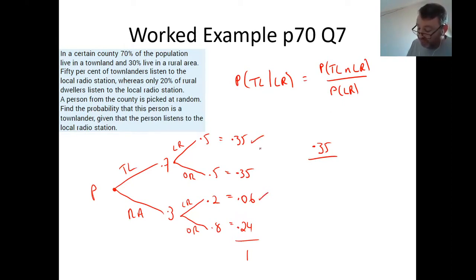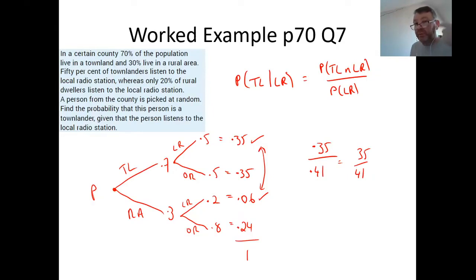And that's local radio. So you add both of those together. That's the total probability of local radio. And that will give me 0.41, which gives me 35/41. That's it.